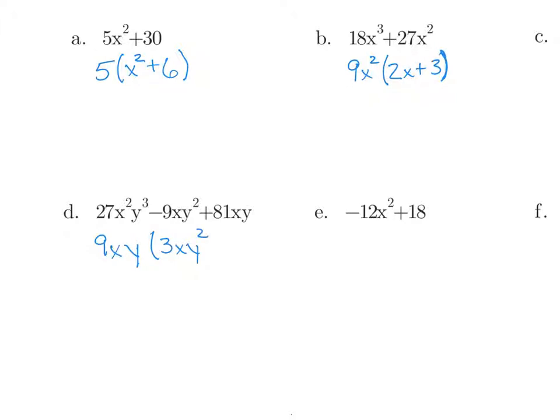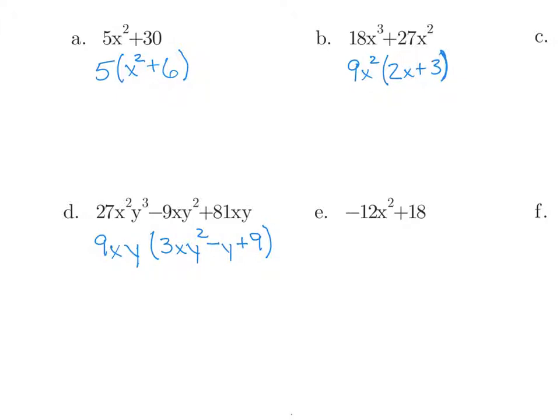My second term, my 9's cancel, my x's cancel, my y's, I am left with 1y. If we have 2, take away 1, we're left with 1. And finally, my last term, 81 divided by 9 is 9. My x's cancel, my y's cancel, and I'm done.